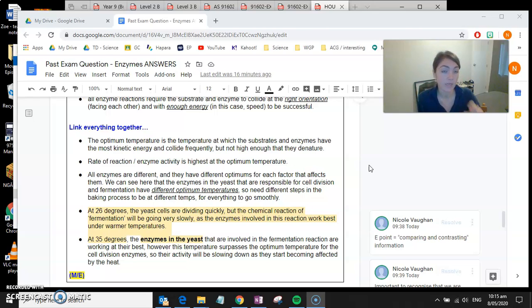All enzymes are different. Here's the key. We're comparing and contrasting the different enzymes at the different temperatures to talk about how they're different. They have different optimums, and what's happening to each of them at each optimum. All enzymes are different, and they have different optimums for each factor that affects them.